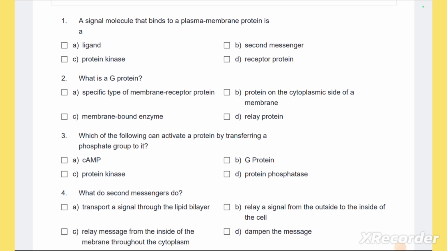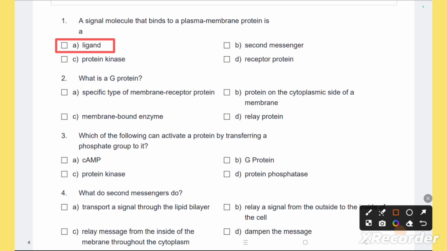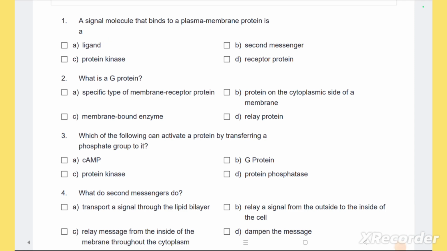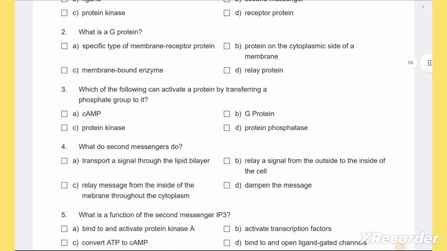A signal molecule that binds to the plasma membrane protein is: option A, ligand; option B, second messenger; option C, protein kinase; and option D, receptor protein. So the answer of this question, I would like to show you by highlighting, is A, ligand. Chalo. Moving towards question number 2.